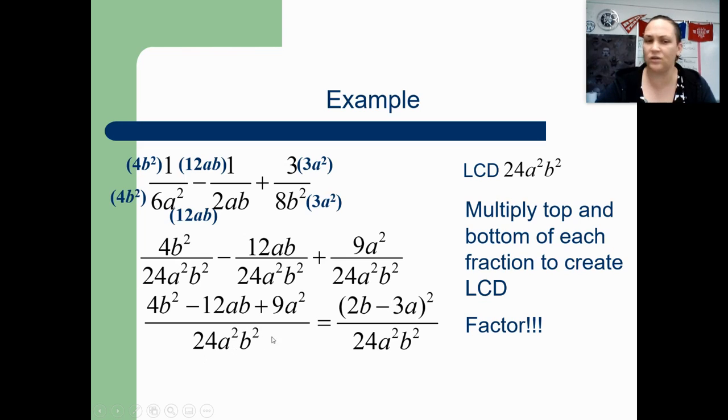I don't need to factor the denominator because there's no adding or subtracting. Once I'm done factoring, I can see that I cannot simplify this fraction at all, and so I would be done with this problem. This is my final answer.